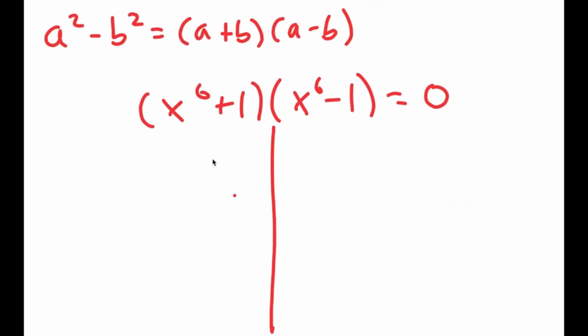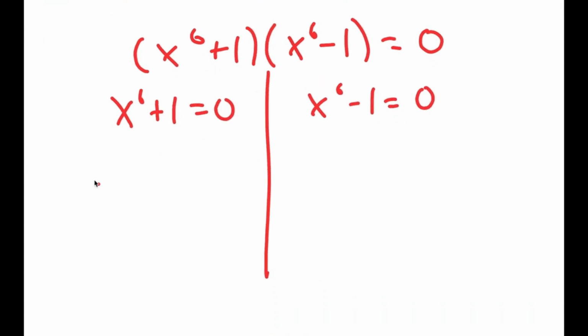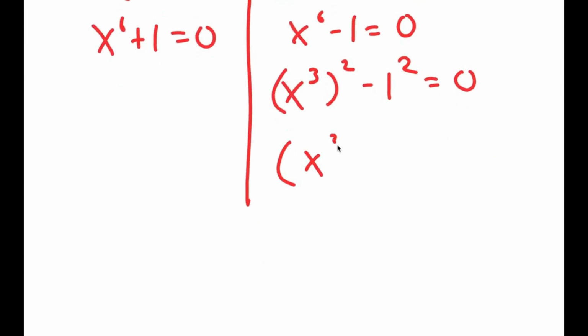So this gives me two equations. I get x to the power of 6 plus 1 equals 0, and x to the power of 6 minus 1 equals 0. Now I'm going to do the same thing again. I'm going to rewrite x to the power of 6 minus 1 equals 0 as x to the power of 3, to the power of 2, minus 1 squared is equal to 0. So I can use this property again and get x to the power of 3 plus 1 times x to the power of 3 minus 1 is equal to 0.